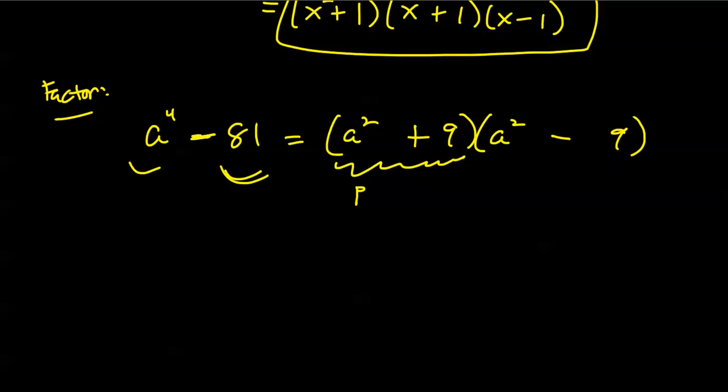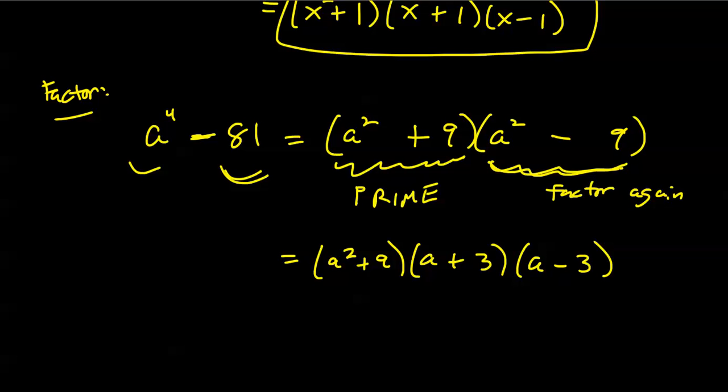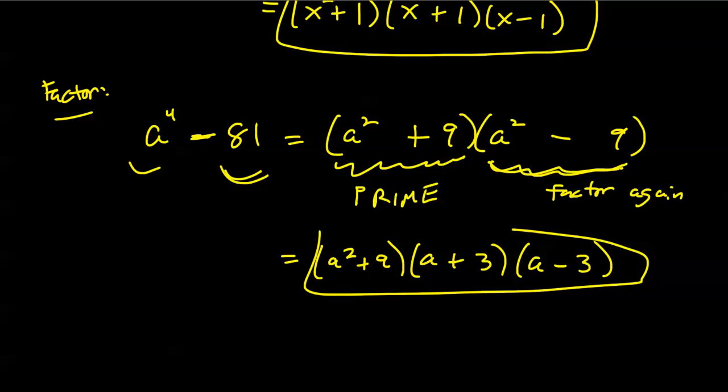A squared plus 9 is a prime factor. It's a sum of squares, always prime. But a squared minus 9, just like in the last problem, I can factor it again, break it down again. So don't forget to carry your prime factors down to your final answer. A squared minus 9 factors, of course, as a plus 3 times a minus 3. Final answer right here.